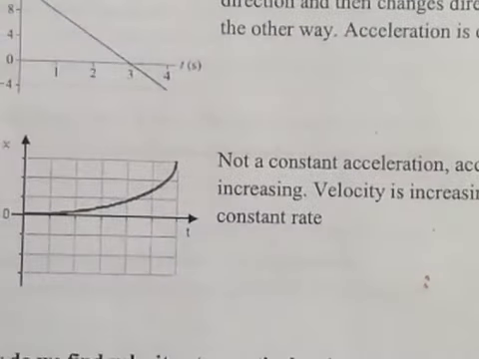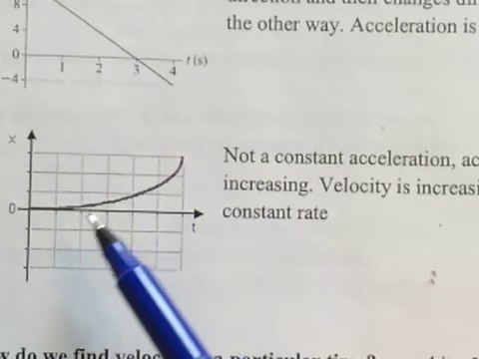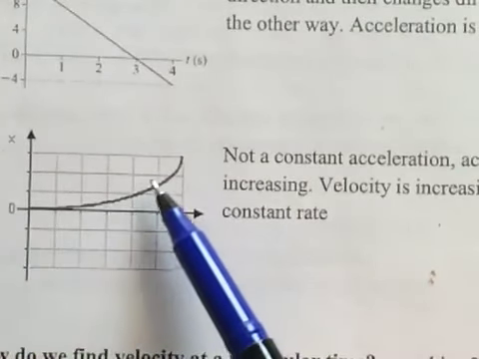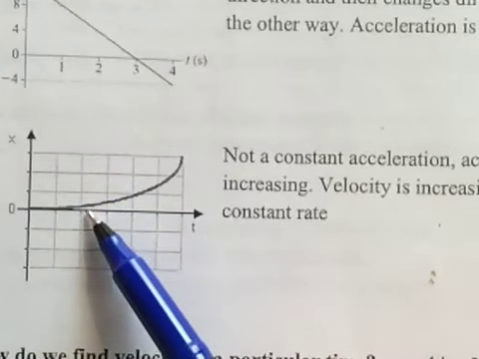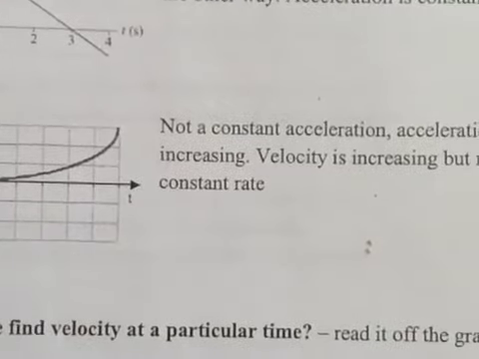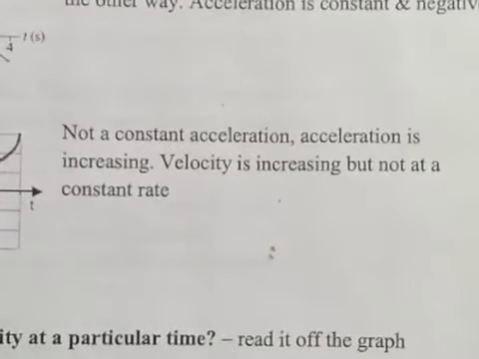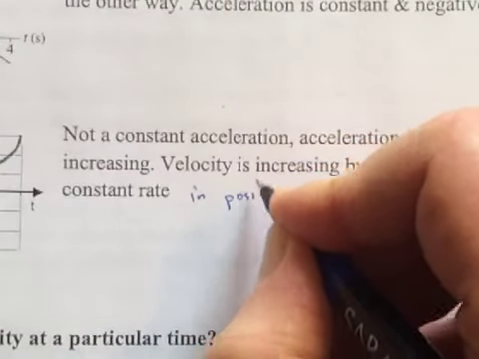One last one. Slope is not constant, which means acceleration is not constant. Slope is getting bigger, though, so it's on the positive side of the x-axis, so it means that its velocity is increasing, but not at a constant rate, and it's increasing in the positive direction.